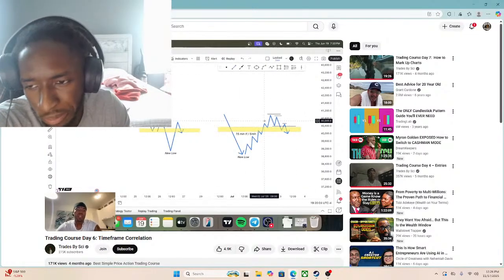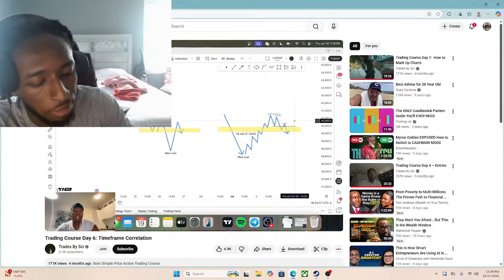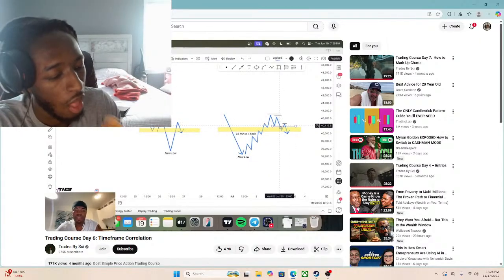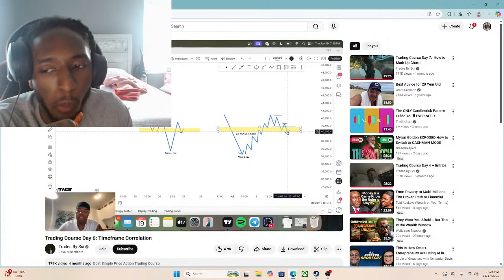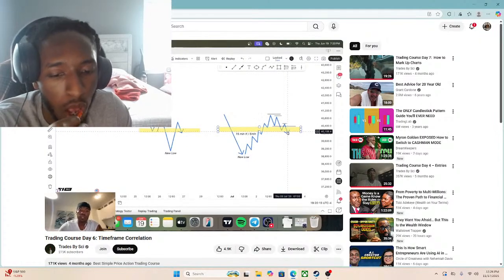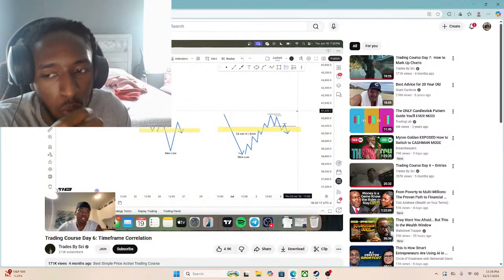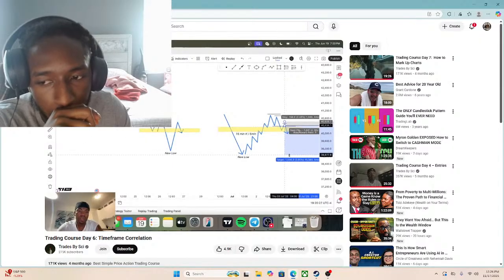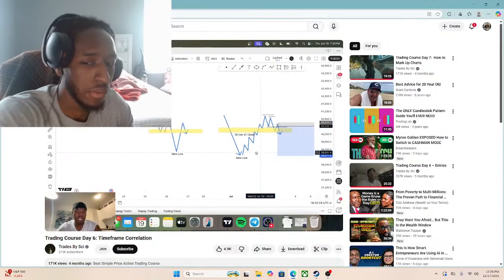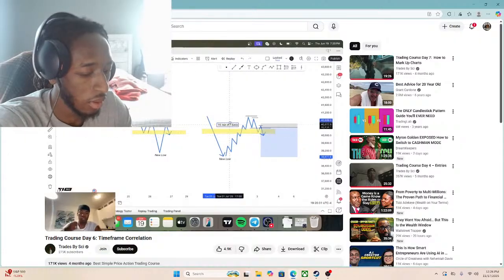So not only is price building lower highs, but it's breaking supports on the 15-minute time frame, and now it's breaking below the 1 hour time frame. So that gives us enough confluence to enter a sell trade when price starts breaking that level, and then we can put our stop loss here, and then we can target all the way down here, right? So that's what we're looking for when it comes to trading this way.